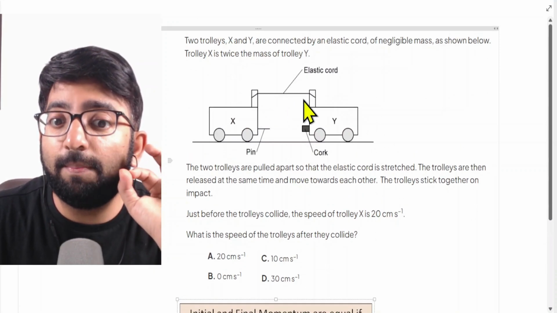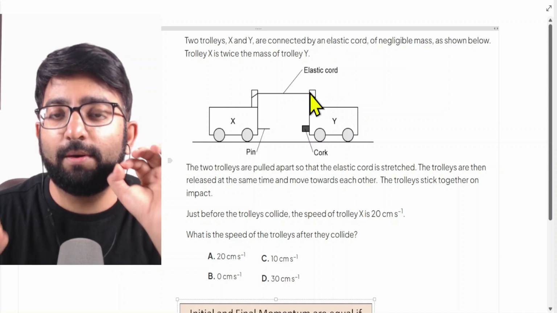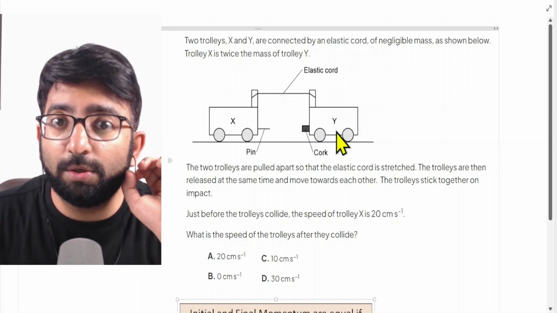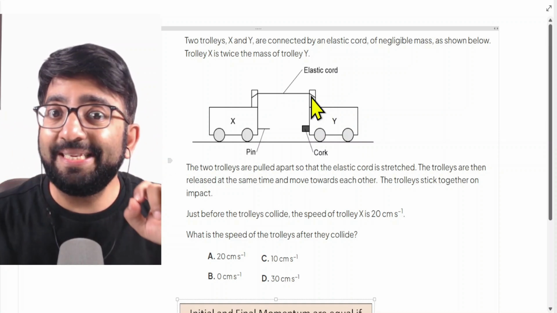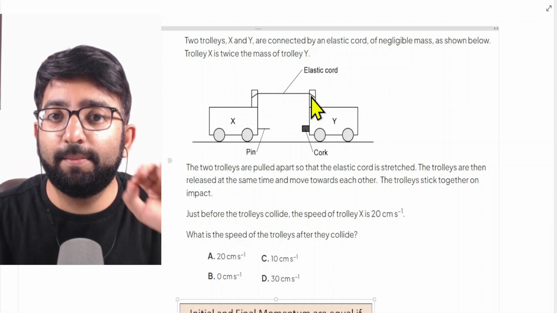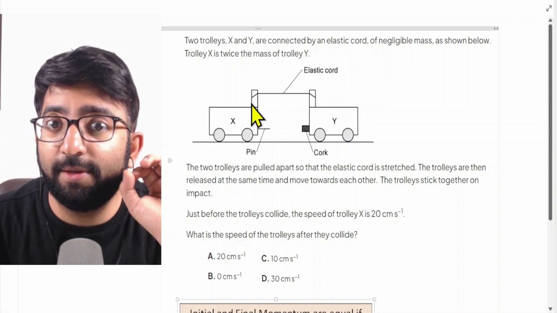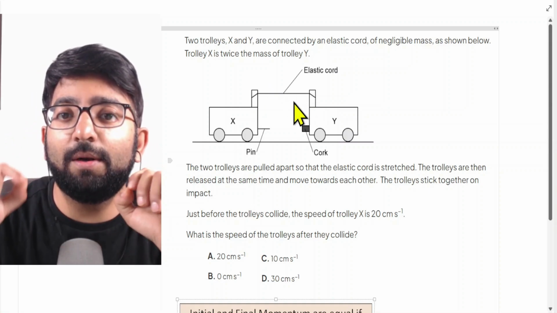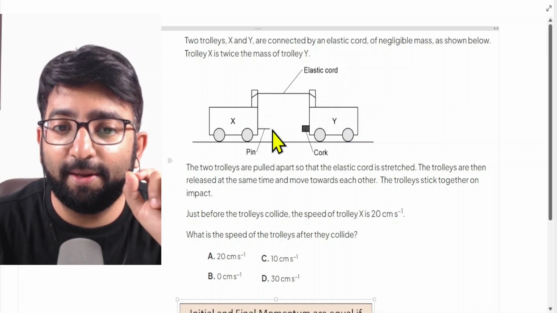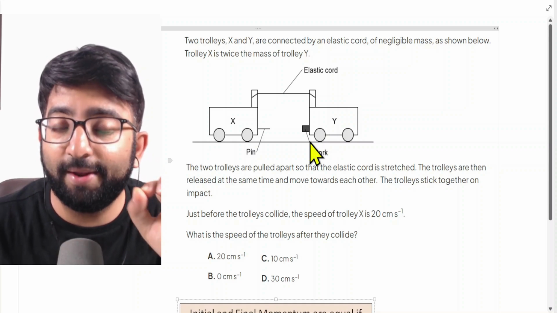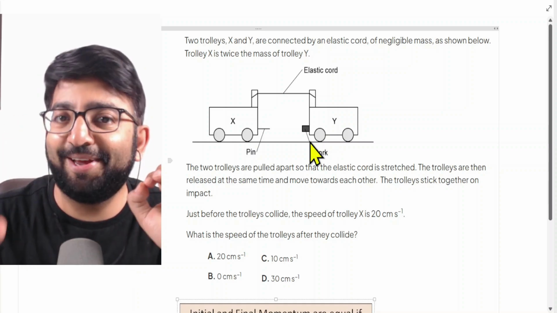Both of them are being pulled together by an elastic cord, but we are going to consider both the trolleys plus the elastic cord as part of one system. Now, if all these three are part of one system, then whatever forces are there in the elastic cord will be internal to the system. So we will say that the net external force acting on this system will be zero, and then we can equate the initial and the final momentum.